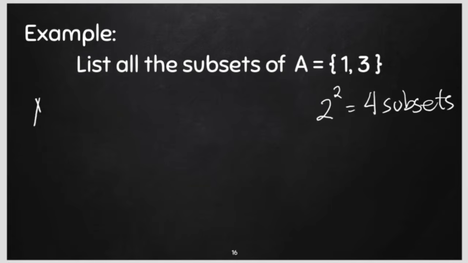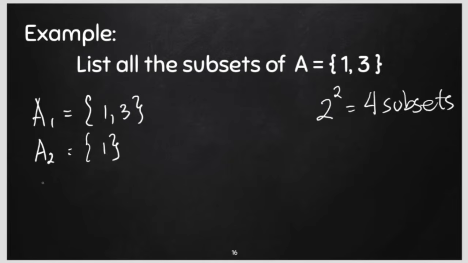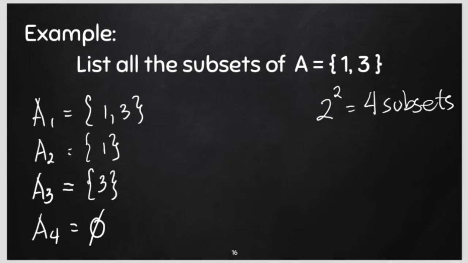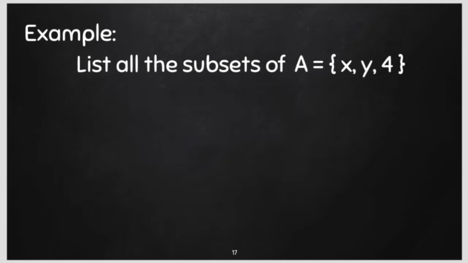So let's start with A sub 1, which is {1, 3}, and then A sub 2, {1}, A sub 3, {3}, and then A sub 4, which is the empty set. So 4 subsets. Next, let's list all the subsets of A = {X, Y, 4}.